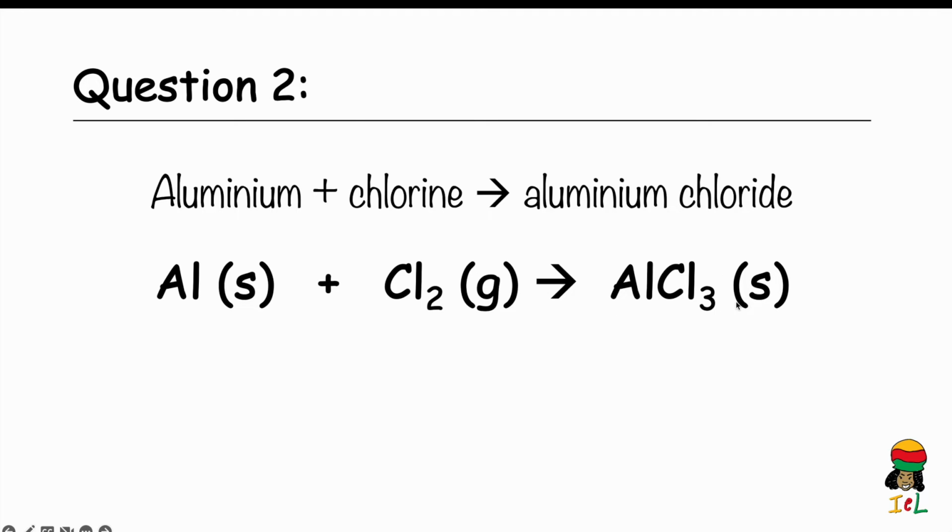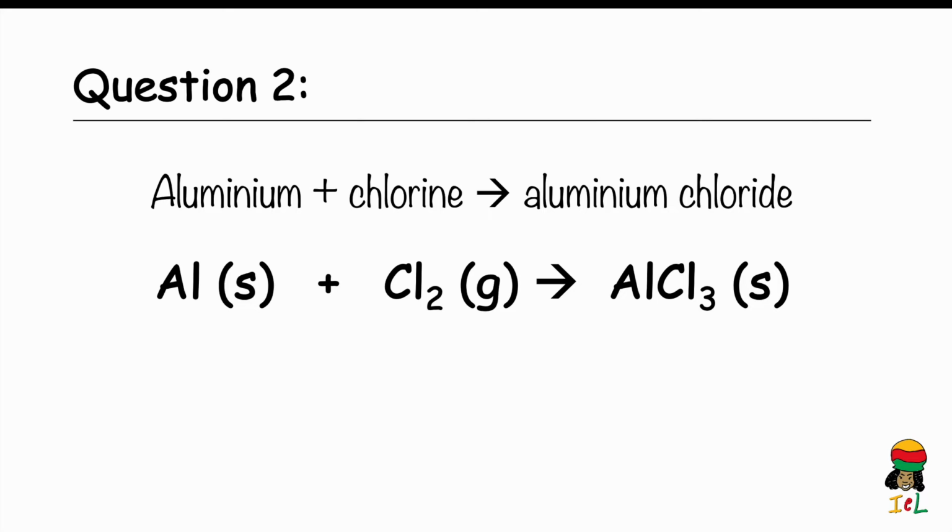We begin by ensuring that the atoms that exist on the reactant side of the equation are identical to those on the product side of the equation. We have aluminium on both sides as well as the chlorine atoms on both sides. So our first check is okay. The second check is to ensure that the number of atoms on both sides of the equation are balanced or are equal.